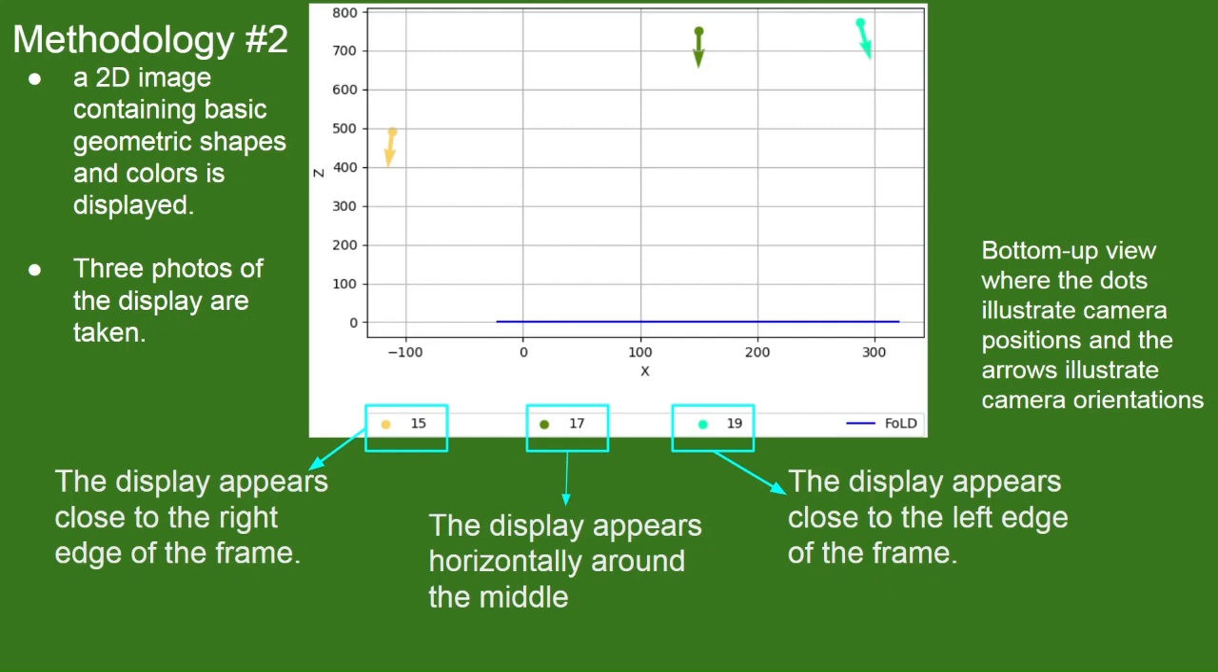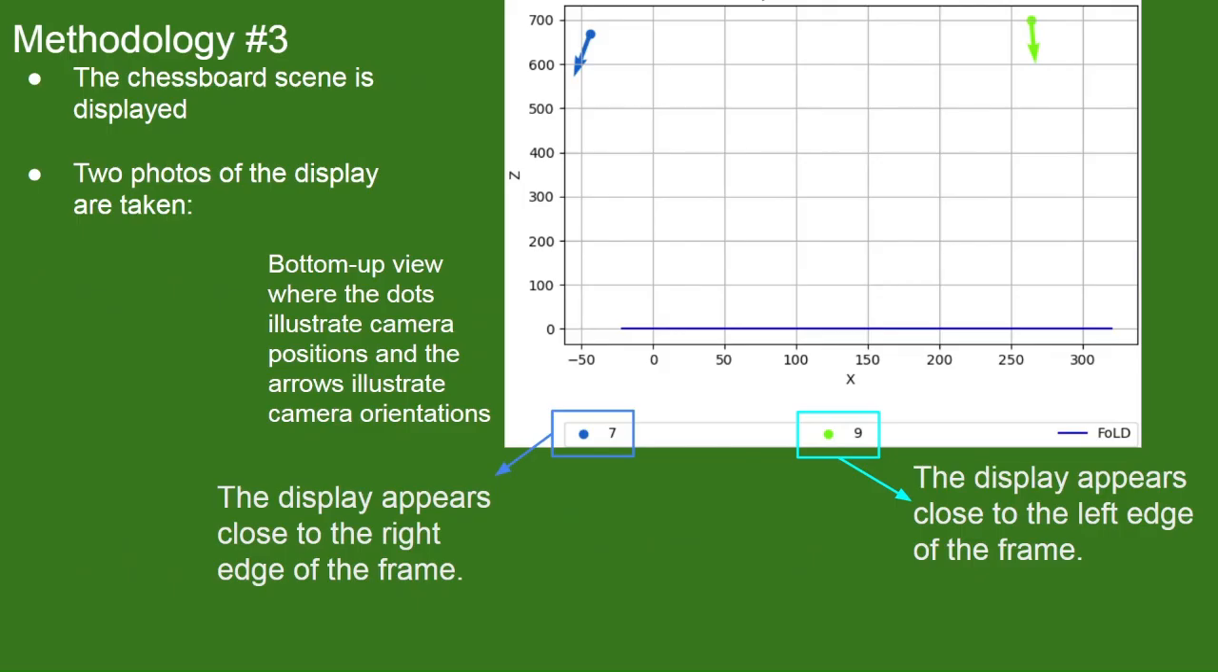And then in our third methodology, we displayed an actual 3D scene, which is going to be our last stage of the methodology. That is, we display the same chessboard scene that we saw in the beginning of the video, and then we took like 2 photos where it looks close to the left edge and the right edge. And now it's time for the results.